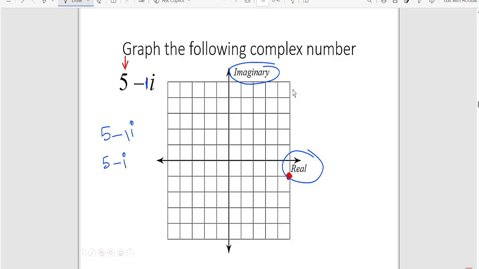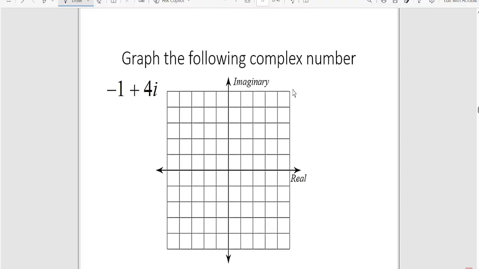So x is 5. Now if you see 5, 1, 2, 3, 4, 5. This is my 5. Then it's negative 1. So I need to go downward. Negative 1. So this is my point, right? That's how I can graph a complex number.